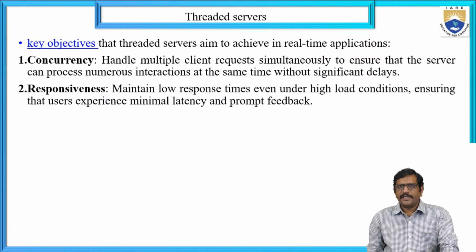Objectives. Mainly the key objectives of a threaded server. First, concurrency. Concurrency means handling multiple client requests simultaneously, to ensure that the server can process numerous interactions at the same time without significant delay. Responsiveness means maintaining low response times even under high load conditions, which ensures the user experiences minimal latency and prompt feedback.